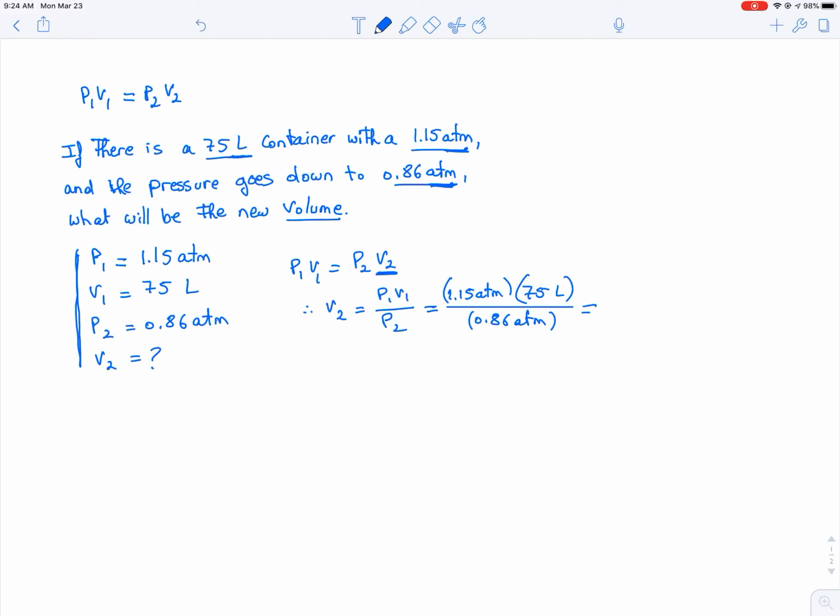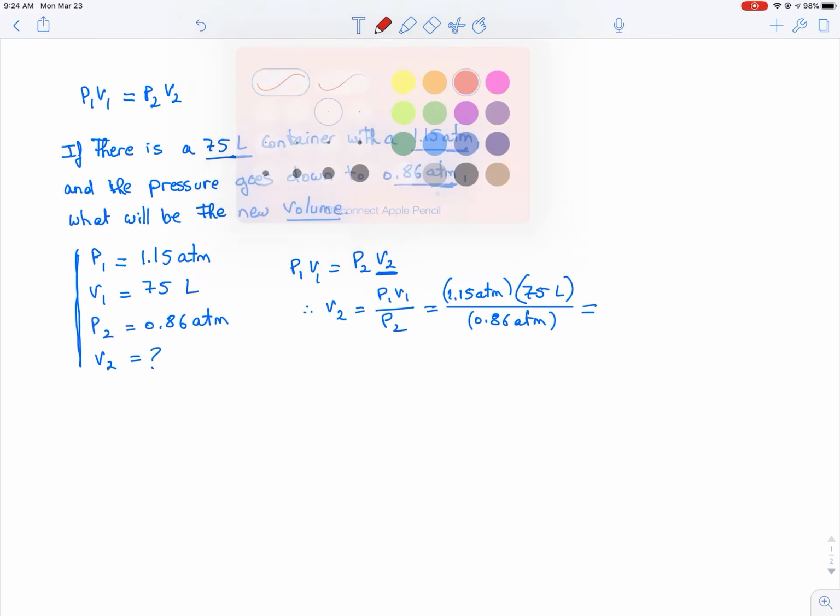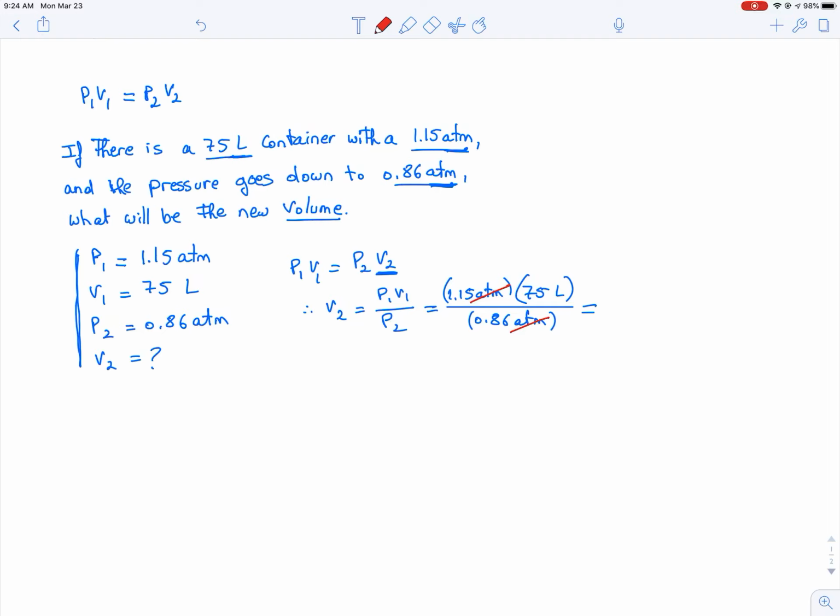And before you just plug in the numbers on the calculator, you always have to double check that your units make sense. So I have atm cancel with atm, I'm left with liters, that's the unit for volume. Am I looking for volume? Yes, I am. So that means that I am on the right track. And then you take your calculator and you plug in your numbers. So I go 1.15 times 75 divided by 0.86.